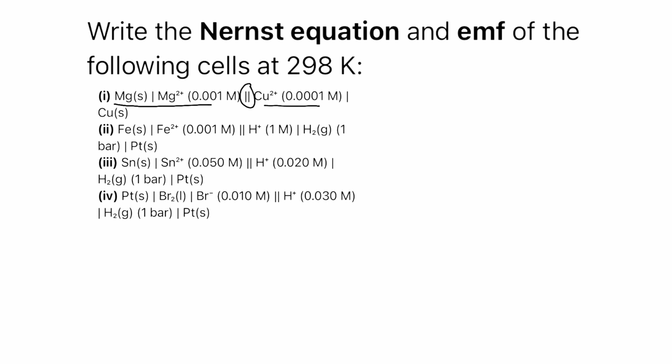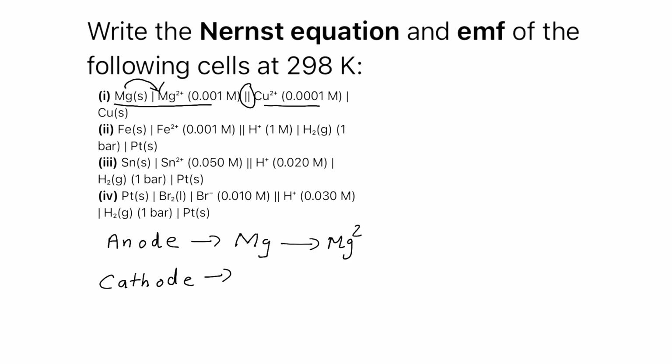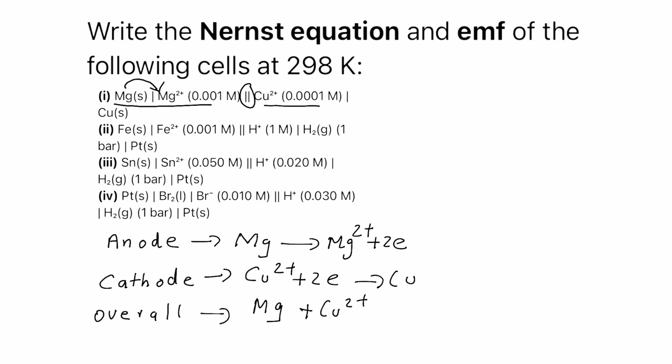Correct, right? So we can write the anode reaction and cathode reaction. At anode, magnesium undergoes oxidation and becomes Mg2+, right? So Mg gives Mg2+ plus 2 electrons at anode. Now what happened at cathode? See, Cu2+ becomes Cu, right? Cu2+ undergoes reduction and becomes copper. As the number of electrons are the same, just add these two reactions and you will get the overall reaction. On adding, the 2 electrons on both sides will cancel, so you will get Mg plus Cu2+ gives Cu plus Mg2+.